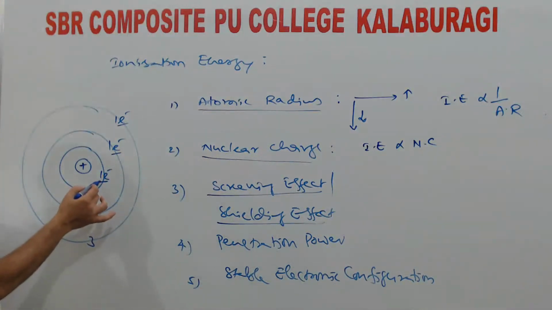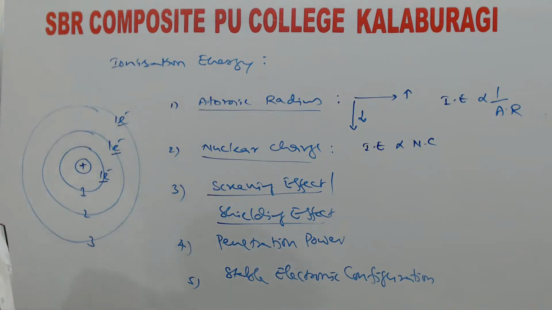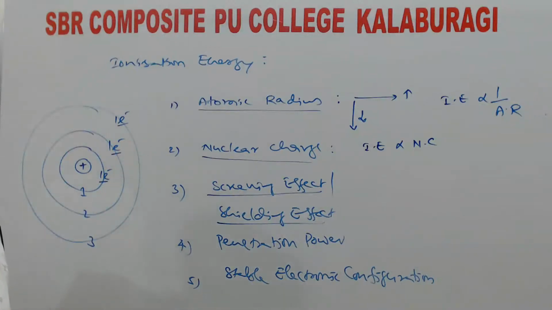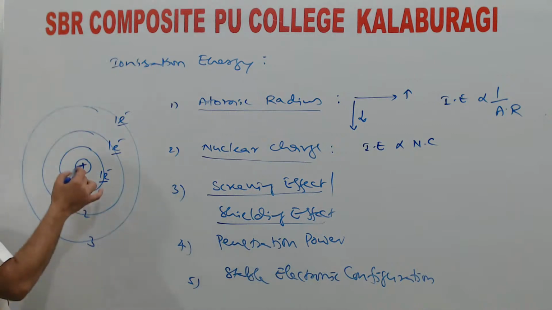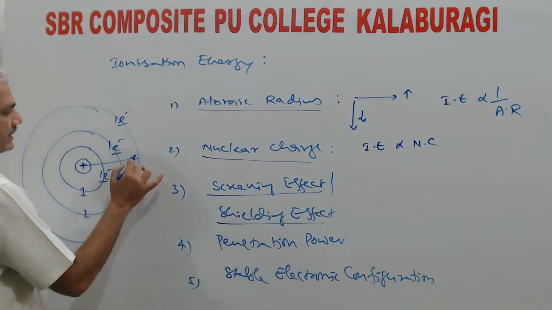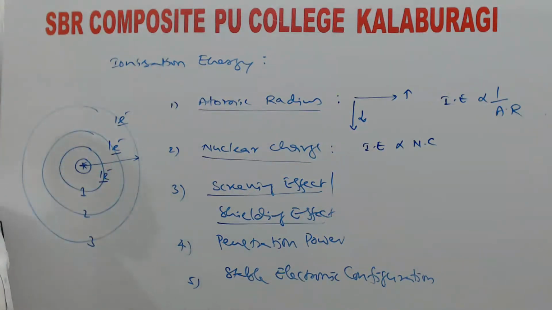Obviously, we will say electron present in the first orbit will experience maximum nuclear force of attraction, and as this distance increases, the magnitude of nuclear force of attraction decreases. Now, question is why the magnitude of nuclear force of attraction decreases as we move away from the nucleus. For that, there are two reasons. One is distance is increasing. When distance increases, nuclear force of attraction decreases as per the Coulombic relation.